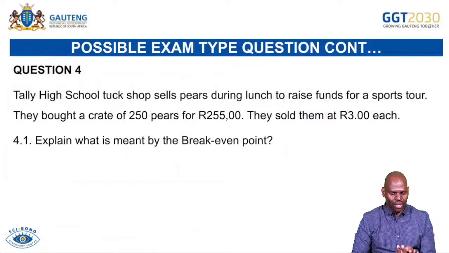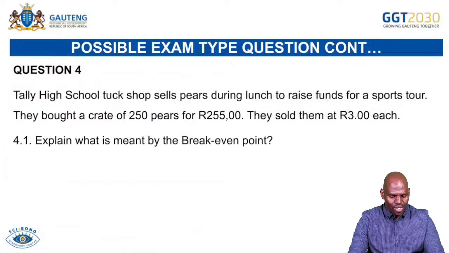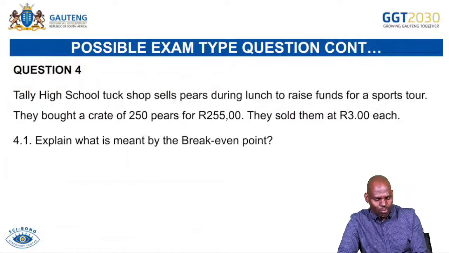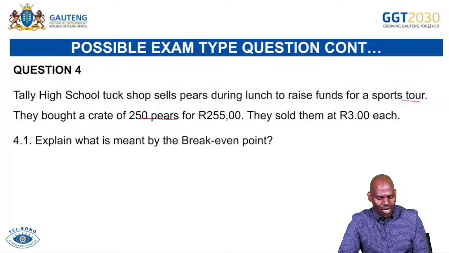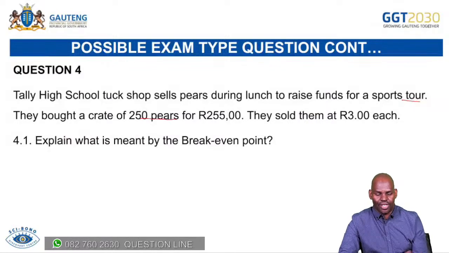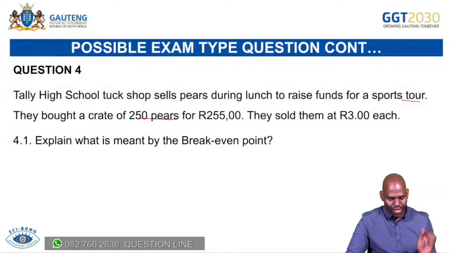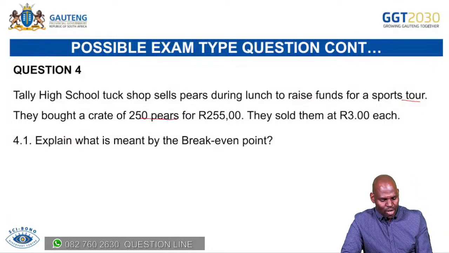Okay, then the next question is Tele High School tuck shop sells PS during lunch to raise funds for a sports tour. They bought a crate of 250 PS for 255 rand. They sold them at 3 rand each. Then 4.5 is explain what is meant by a break-even point.